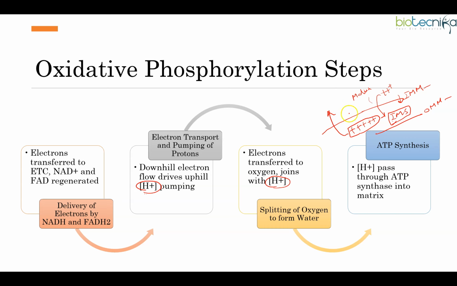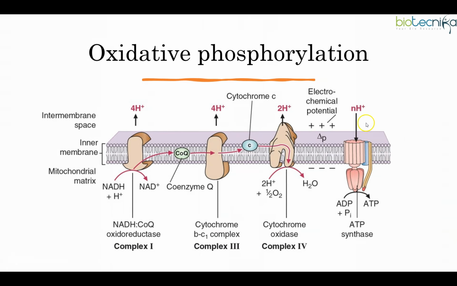As I said, it cannot do so by its own. It has to come through an F0, F1 particle which is present in the inner mitochondrial membrane. It is the ATP synthase. So from here you have a proton channel through which the H plus ions will come, and as they do that, there will be a rotation in this particle which helps in the formation of ATP. So that is the last step, which is the ATP synthesis. H plus ions will pass through ATP synthase into the matrix. Let me show you the diagrammatic representation.